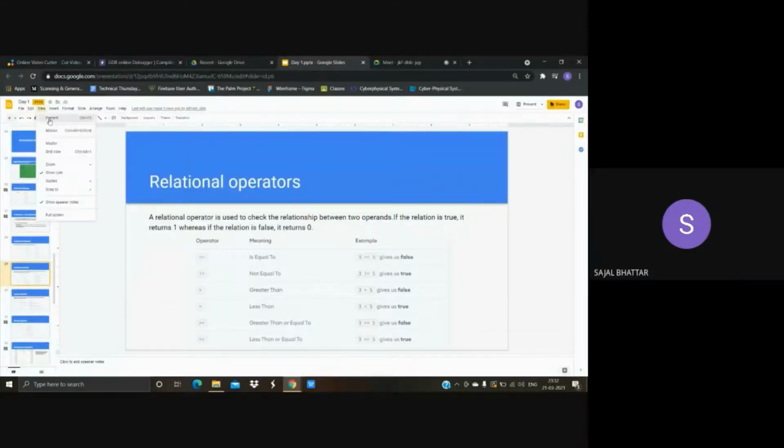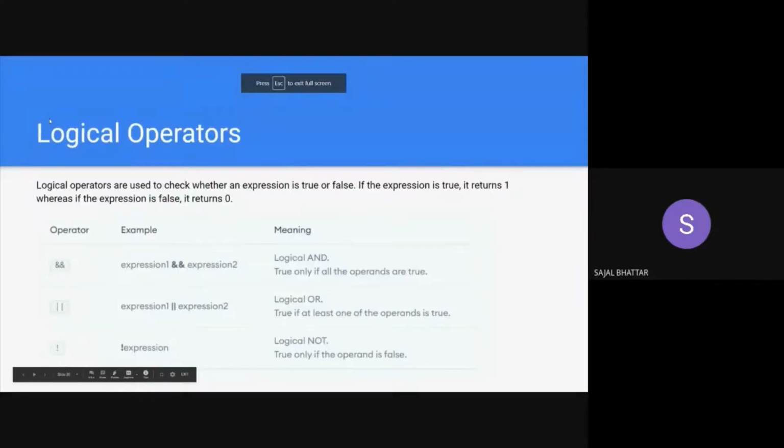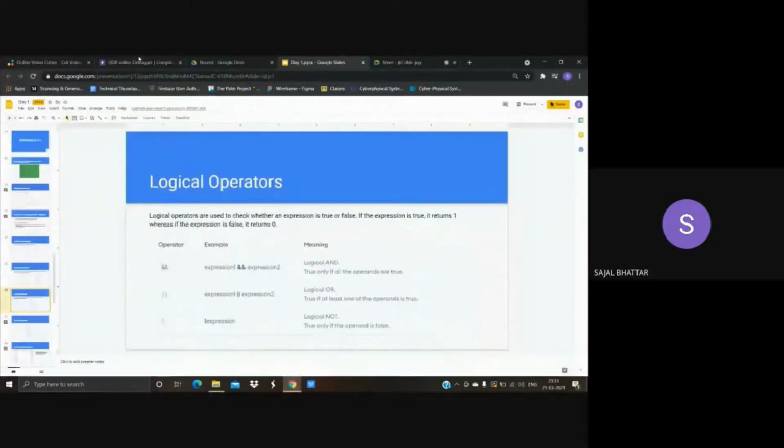And after relational operators, we've got logical operators, which basically compare two expressions. The relational operator was comparing operands, and now we're going to compare two expressions. These are like logic gates. If you have studied them in your 12th standard, a lot of people have studied electronics: logic gates like the AND gate, OR gate, XOR gate, NOR gate. These were the logic gates, but in C++ we have AND, OR and NOT. So let's see how they work.